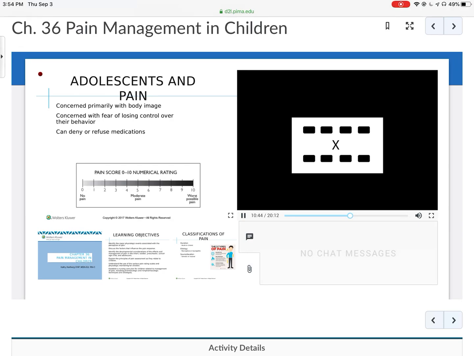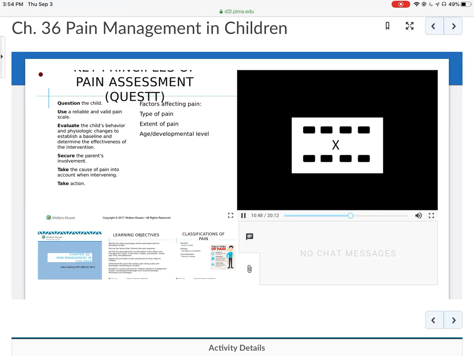You can't just expect that everybody knows what they are. One of the pain assessments is the QUEST. So you don't have to remember this, it's just a way to think about it: ask the child what's going on, use that reliable pain scale, evaluate the behaviors. You always want to make sure that when you are medicating for pain that you reassess. And that's a big, big thing in healthcare.